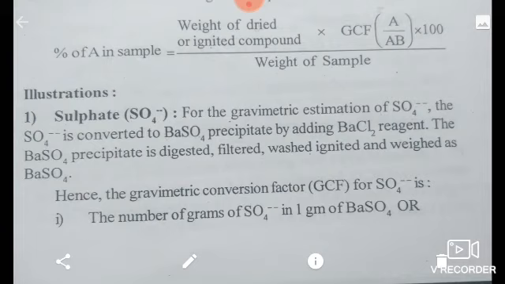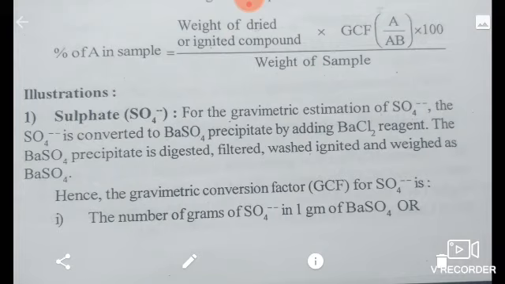using barium chloride. So for the gravimetric estimation of SO4 minus minus, the SO4 minus minus is converted to BaSO4 precipitate by adding BaCl2. So the replacement of Cl2 is done by means of SO4 minus minus. Then the BaSO4 precipitate is digested, filtered, washed, ignited, and weighed as BaSO4.